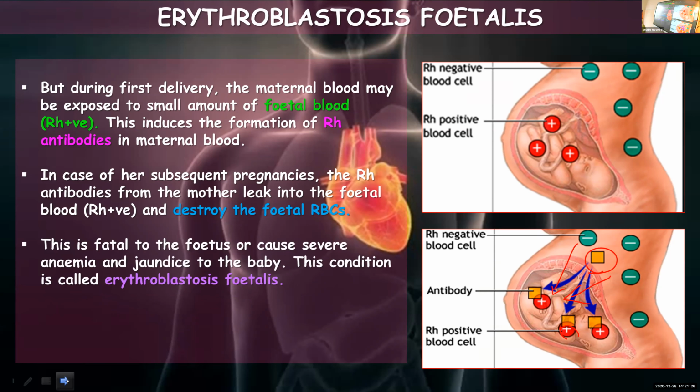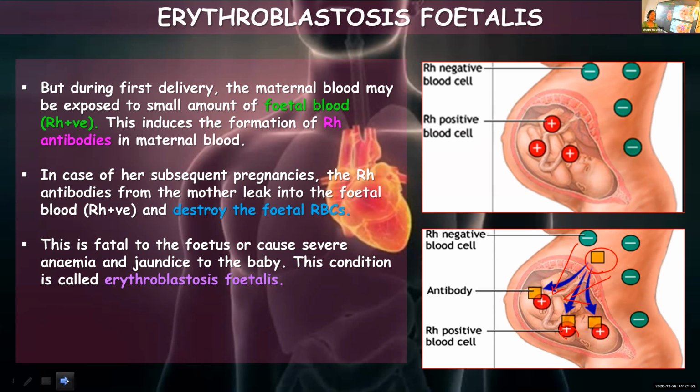This is fatal because when the red blood cells are getting damaged, this will lead to severe anemia and jaundice in the baby. The baby will get affected by jaundice and even severe anemia, and in most cases that can lead to the death of the baby also. It can be fatal. And this condition is known as erythroblastosis fetalis. And there is a solution for this.